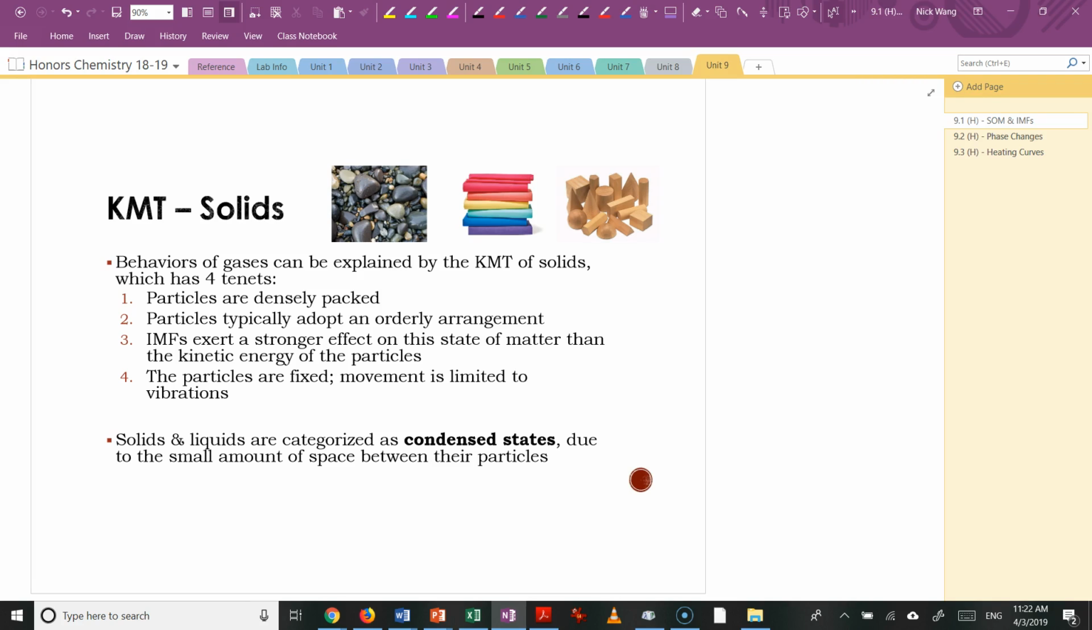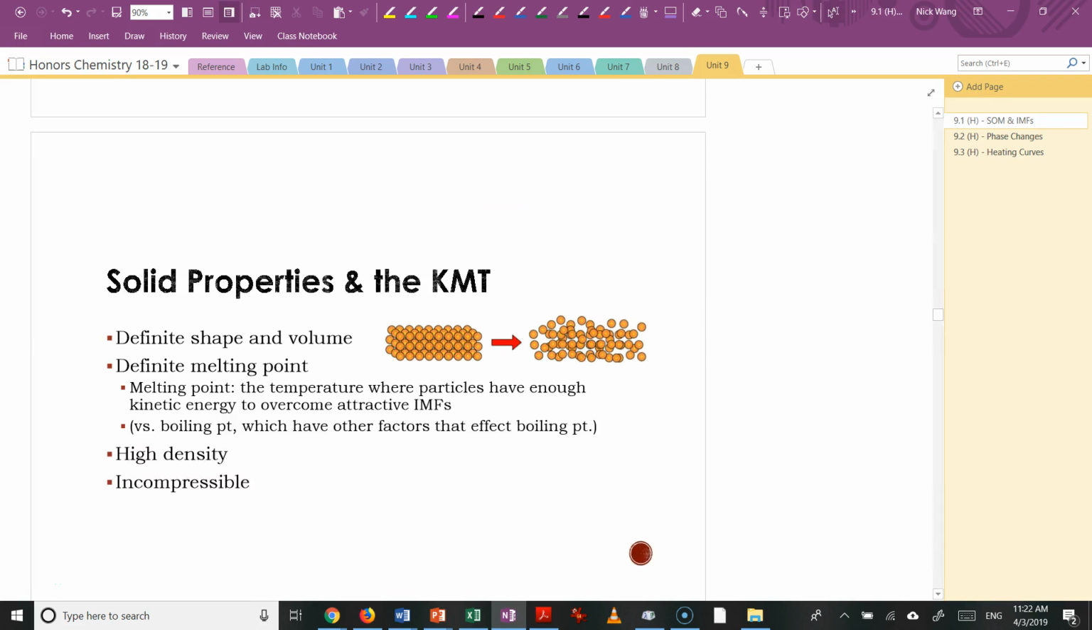So last little bullet point here, solids and liquids, they're collectively called condensed states due to the small amount of space between the particles. That kind of makes sense, right? They're condensed, forced into smaller spaces.